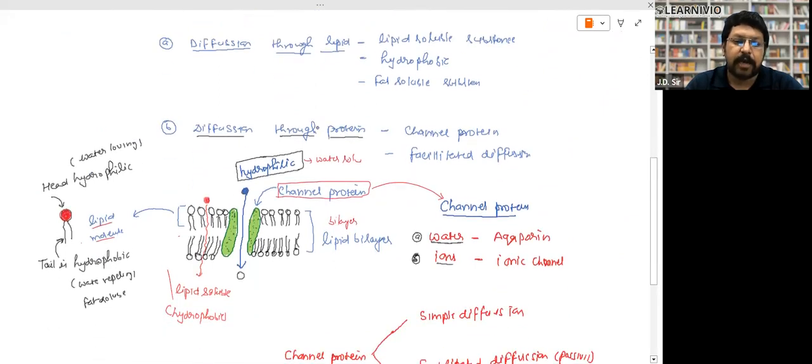Now, how does diffusion take place? We know that diffusion is a passive transport, and before going to diffusion, we need to understand the structure of the plasma membrane, right? So I want to ask you a question. There are three types of permeability: first permeable, then semi-permeable, then selectively permeable. So what is the difference between these?